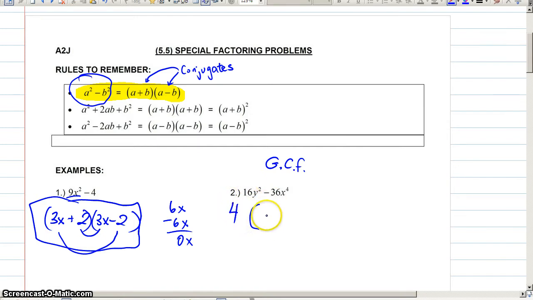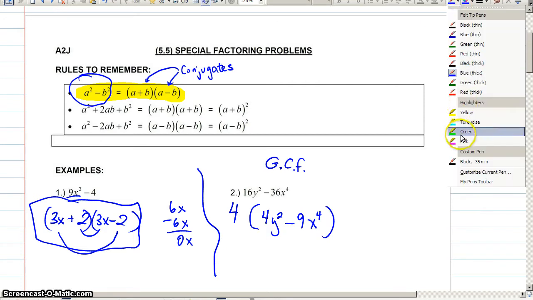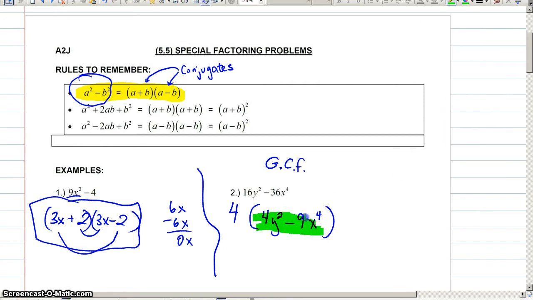That's what factoring really is doing. It's undistributing or dividing. And what are we left with? Well, then a 4y squared, 36 divided by 4 is a 9. And sure enough, now that we look inside these parentheses, you can see that we have a difference of squares that we can now factor down. And so keep your 4 out in front. But now we're going to look for those conjugates.